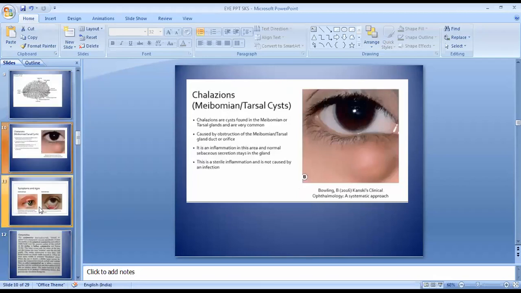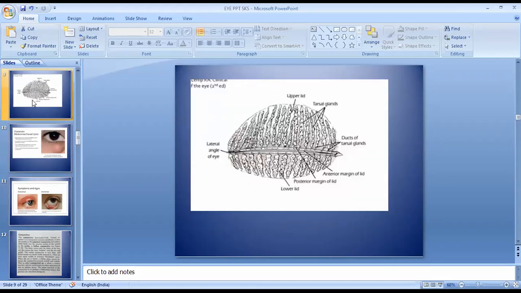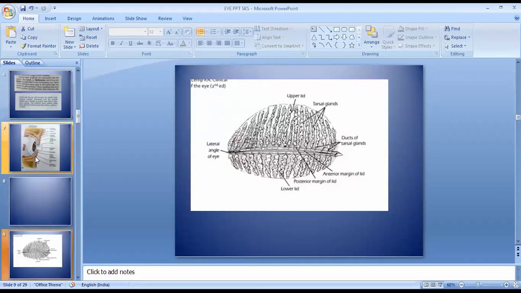And we can also find this kind of stye. If just the mouth of the gland is affected, almost all of us have experienced this kind of stye. This is an external stye, which you can see from outside. This is an internal stye. So these are related to the glands present in the eyelids, right?